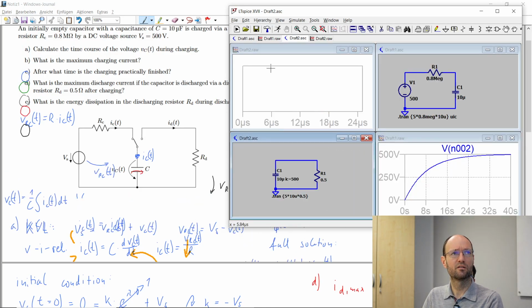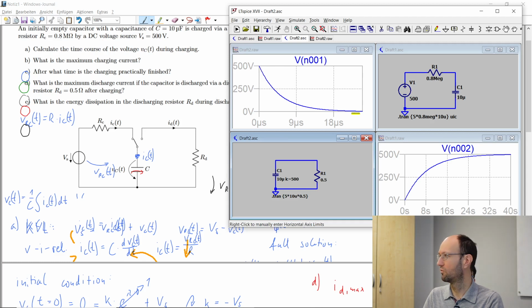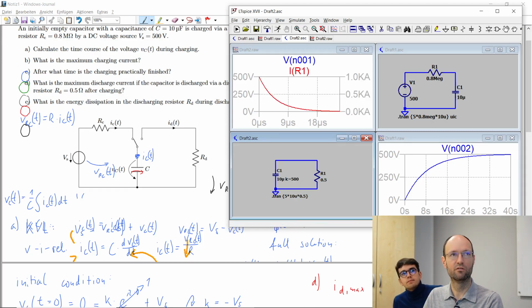And then there's another schematic, and if I plot the voltage here, we can see how it's discharging over time, and that this happens in the microsecond range as we discussed. I can also have a look at the current here, and the current has the same time function, of course, because resistors, they are proportional to each other.